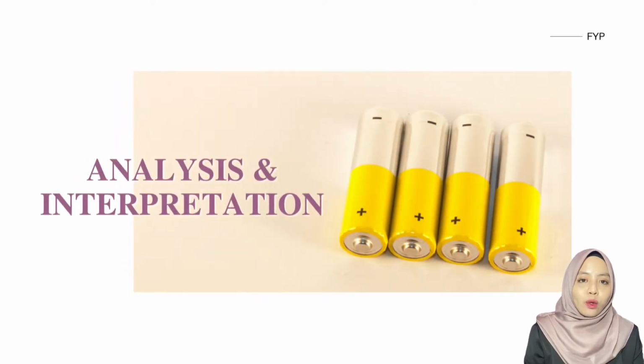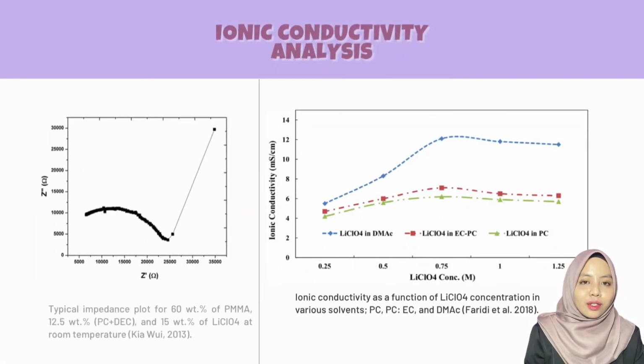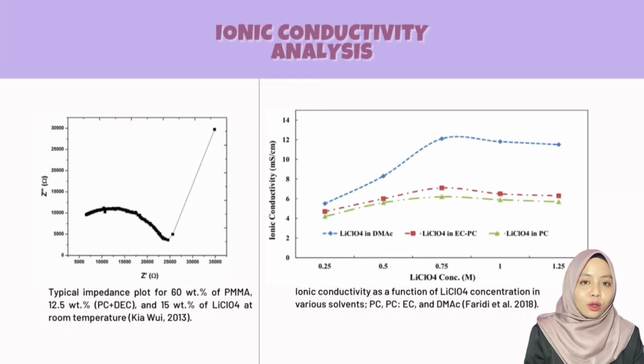Now that we are aware of the general or basic terms, let's continue with the analysis and interpretation. Ionic conductivity of GPE is determined by two factors, carrier concentration and mobility. At the left side, the figure shows the typical impedance plot of 60 weight% of PMMA, 12.5 weight% of plasticizer and 15 weight% of salt at room temperature.